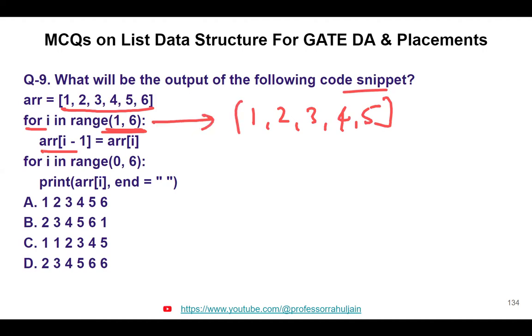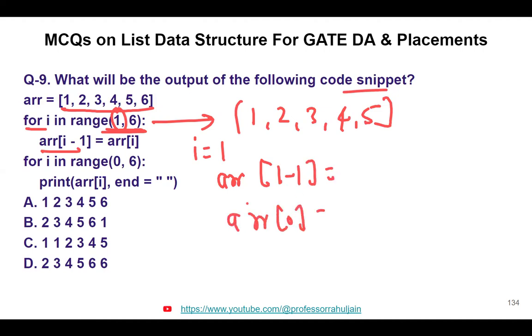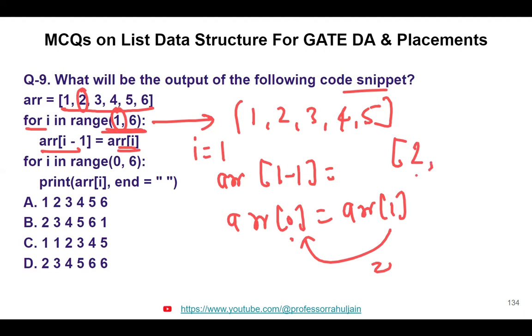So array[i-1]. Array[i-1] means initially the value of i is 1 here, so array[1-1], that is 0. What we are doing is assigning array[0] equal to what? array[i]. So what is array[1]? At index 1 we have 2. We are assigning this value 2 to the 0th index. So in the final list, 2 will be there in the 0th index.